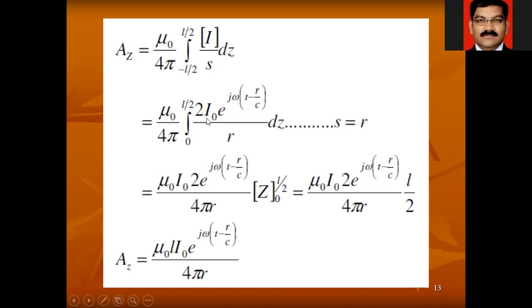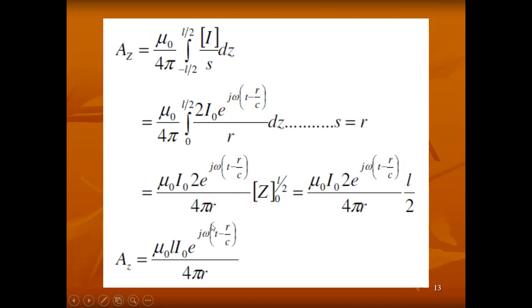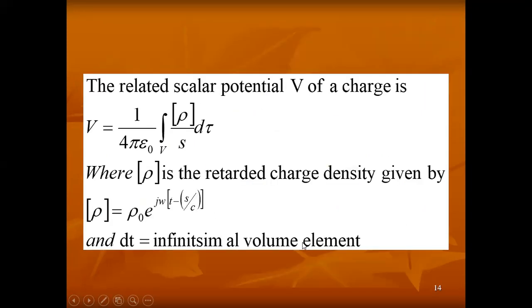So from 0 to L by 2, the integration of dz is z. Putting the limits, that is L by 2 minus 0, so it is L by 2. So multiply it by L by 2. So this Az becomes mu 0, L is there, and I0 is there, and this 2 will get cancelled, and e to the power j omega (t minus r by c) upon 4 pi r. So this is what the equation becomes.